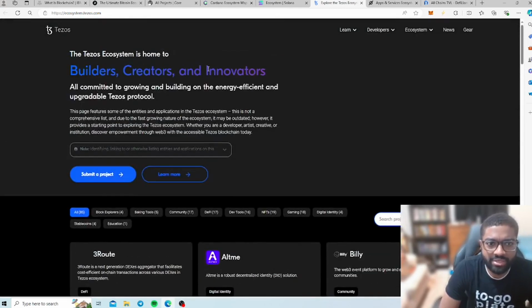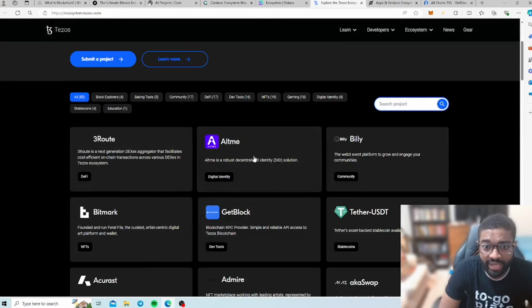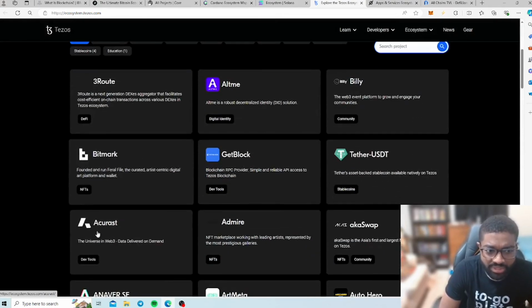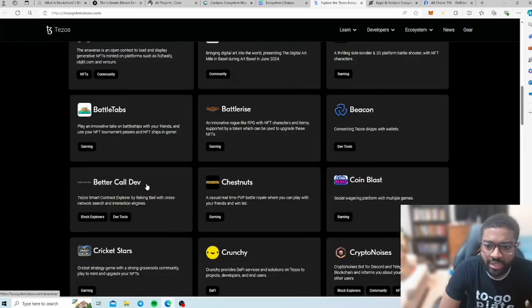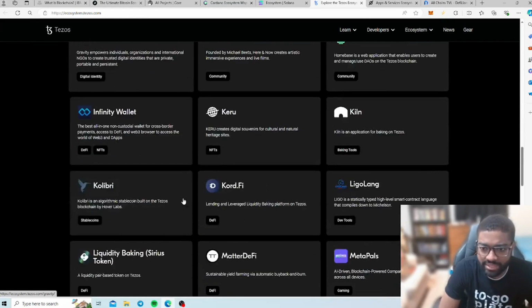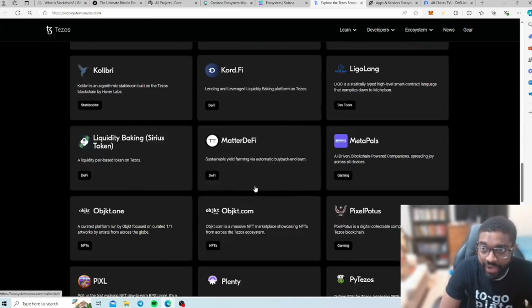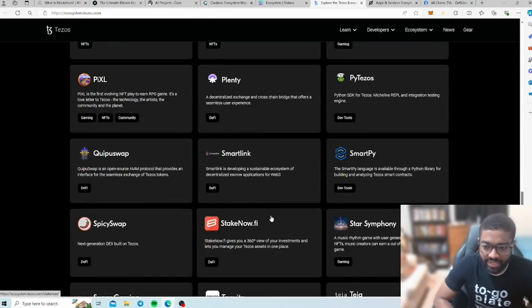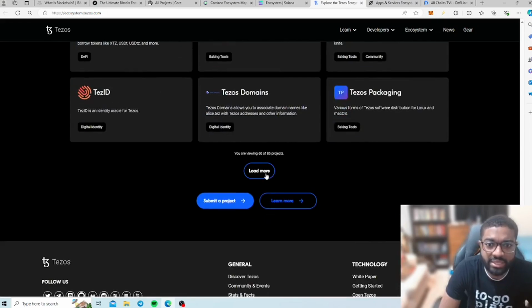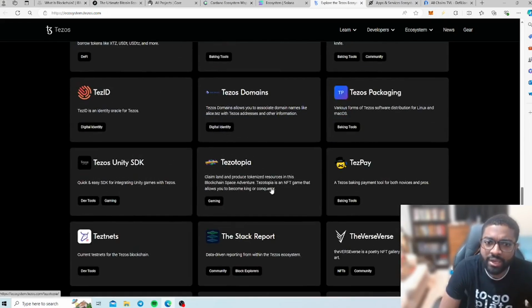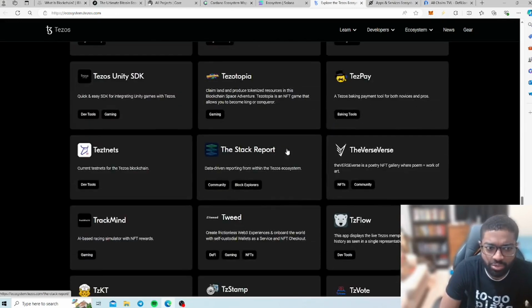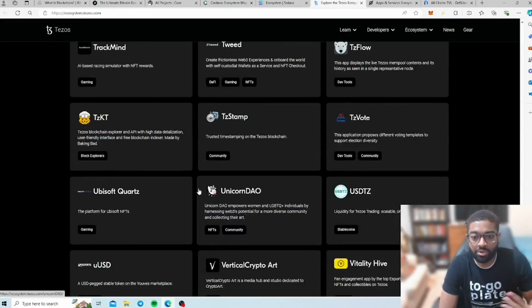So builders, creators, and innovators all committed to growing and building on the energy efficient, upgradable Tezos protocol. Same thing, it has all the different things as far as community, stablecoins, NFTs, dev tools, gaming, and then you can actually look up your wallets. These are all the DeFi: your wallets, your swaps, your DEXs, anything that's being built on the Tezos ecosystem. You can look at it here and see all the different projects. Testopia is an NFT game. They have the Stacks report. So many different interactions on different subsectors of technology that I haven't interacted with.